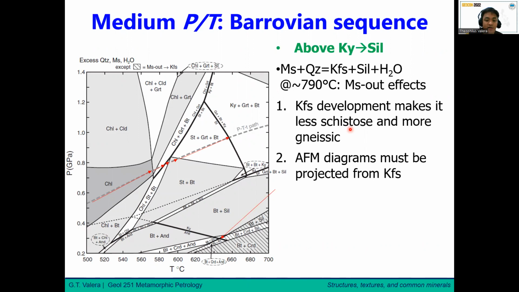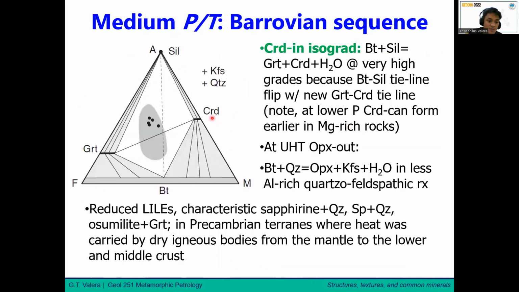So, alkali feldspar development makes it less schistose and more gneissic. And two, the AFM diagrams must now be projected from alkali feldspar kasi wala na tayong muscovite. So, mamaya sa diagrams, eto lang naman yung ibig sabihin ng KFS na instead na muscovite. Okay? And syempre, nagbago na rin yung itsura niya, yung projection, since projection na siya from KFS ngayon. Okay. Ito ay for low pressure. So, well, pero theoretically, pwede siya mangyari.